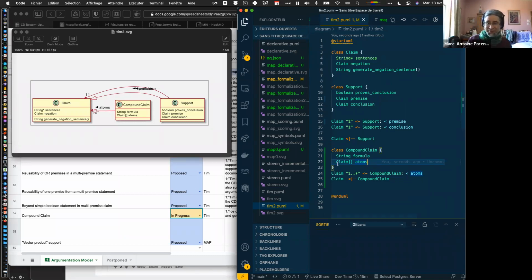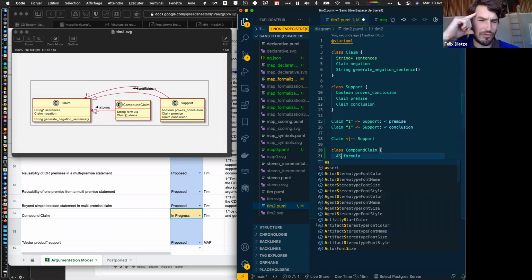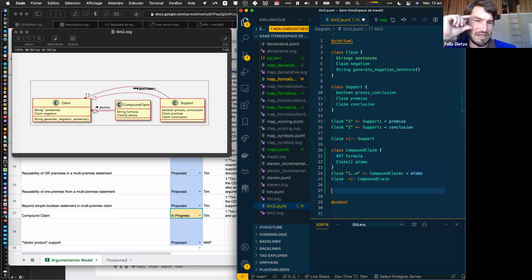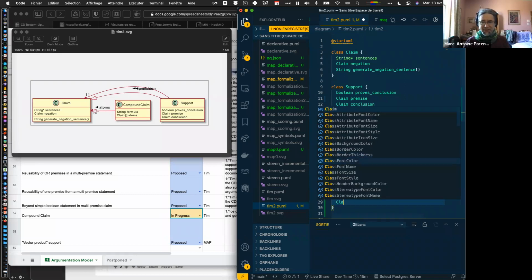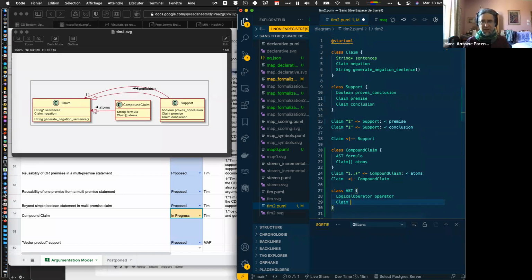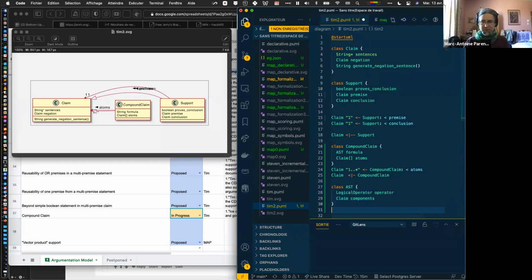We could do it that way. I'm still in favor of choosing one useful logic right now, like Boolean logic, and modeling that in the model explicitly without formulas. Make it expressible. Let me just finish the operator, leaving that one undefined. Claim components.